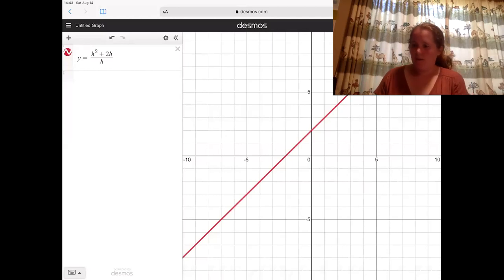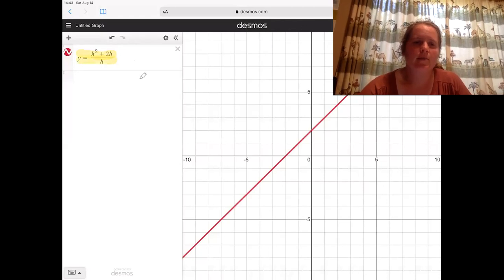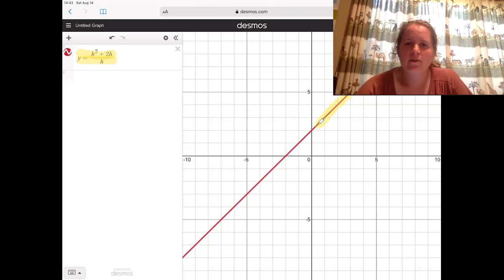Back in Desmos, we now have over on the left, y equals h squared plus 2h over h. So here is what we wanted to take the limit of, h squared plus 2h over h. And we want to take the limit as h goes to 0. So we're going to trace in along the graph, getting closer and closer to 0 from both sides. And as we get in close to 0, it looks like our function is approaching 2, or our difference quotient is approaching 2. So it appears our limit is going to 2.